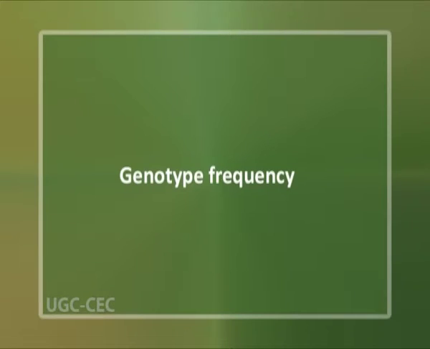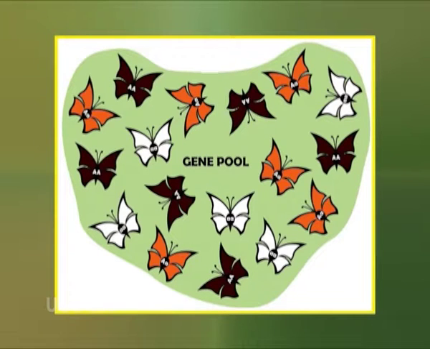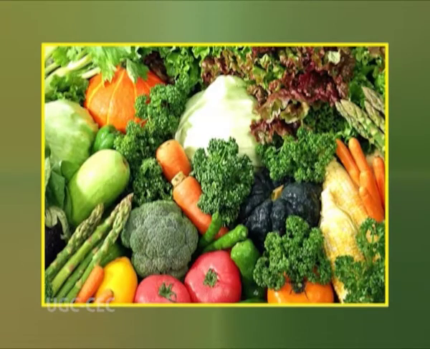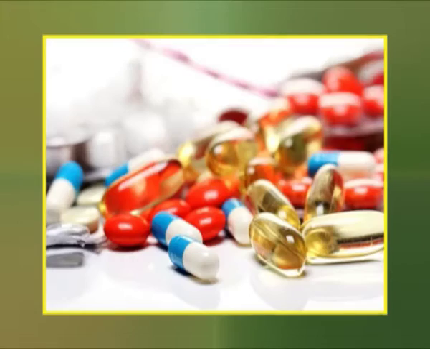After allele frequency, let us discuss the genotype frequency. The frequencies of particular alleles in the gene pool are of importance in determining the frequency of genotypes. Since the genotype of an organism is the major factor determining its phenotype, calculations of genotype frequency are used in predicting possible outcomes of particular matings or crosses. It has great significance in horticulture, agriculture, and medicine.